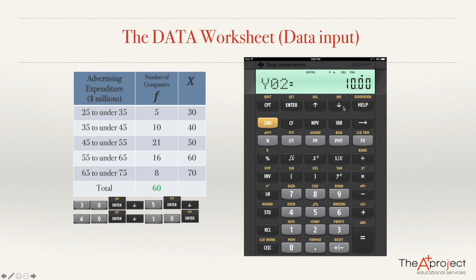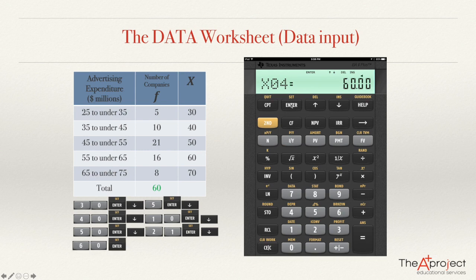Let's go to the third class. When you scroll down, the third midpoint was 50. So press 5, 0, 50, and then enter. And remember, after you press enter, scroll down. When you see y, the third frequency, by default it is 1, but you are going to change this. The third frequency is 21. So 21, and enter. After enter, scroll down. You scroll down, the fourth value of x is 60, so it will be 6, 0, 60, and then enter.